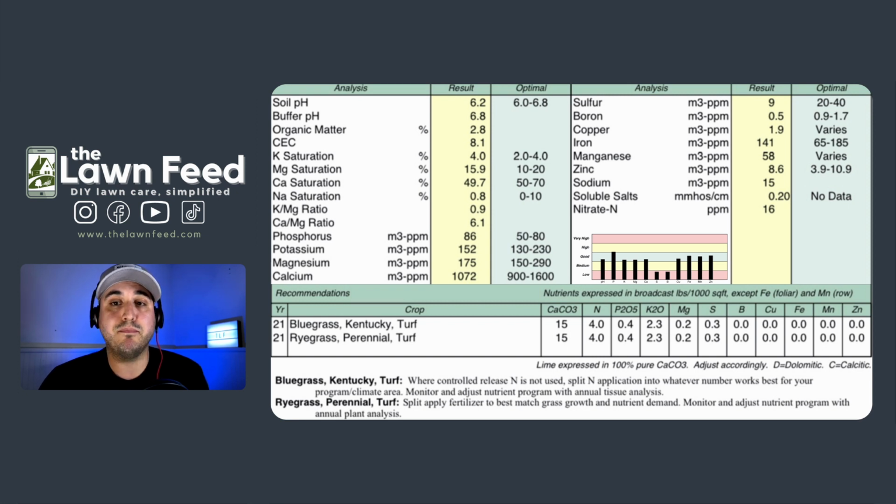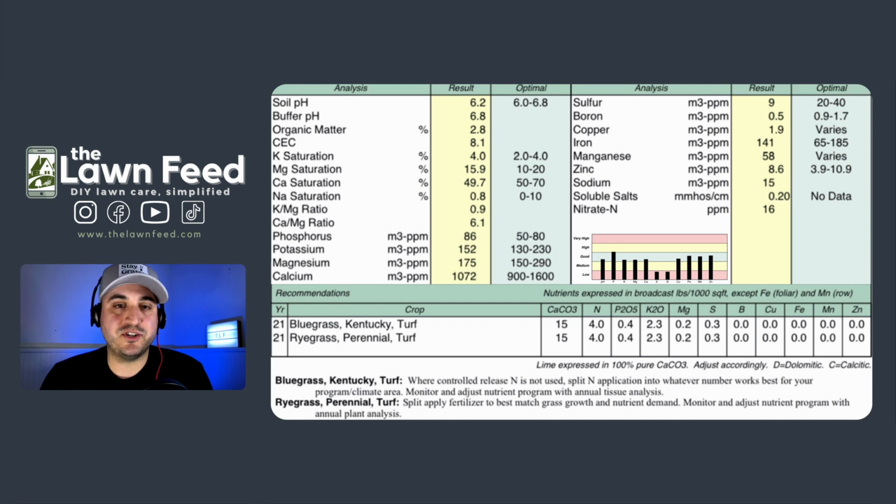Potassium is the next one, and the optimal range is 2 to 4, and his result is 4. And the lab is recommending for him that he applies 2.3 pounds per thousand this year. And again, when you buy fertilizer, we want to find a fertilizer that is on the lower end of that K value so that we can calculate accordingly.